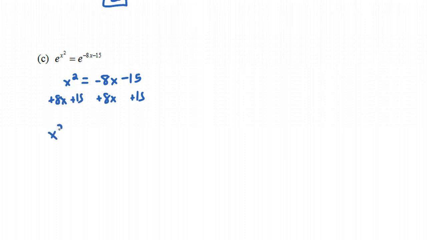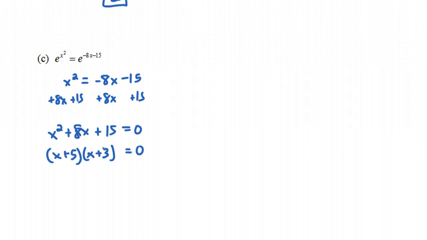Okay, part C, e to the x squared is equal to e to the minus 8x minus 15. So x squared is equal to minus 8x minus 15. If we add 8x to both sides and we add 15 to both sides, what we'll end up with on the left side is x squared plus 8x plus 15 is equal to 0. And we can factor the left-hand side. It will be x plus 5 times x plus 3.